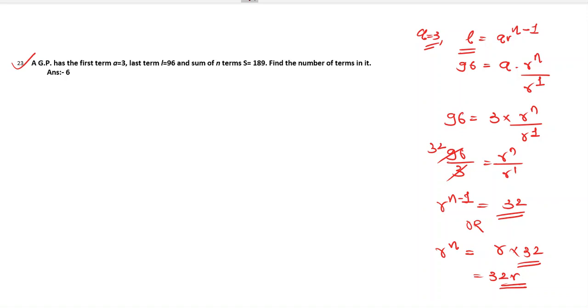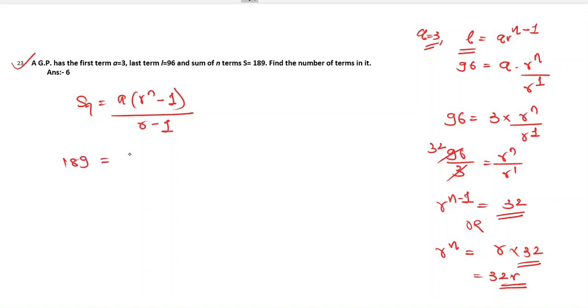Let's try now with the help of sum of n terms. We don't know the common ratio, right? So we can use any formula. Sum of n terms is equal to a bracket r raised to n minus 1 upon r minus 1, right? So this is the formula for sum of n terms. Now what is sum of n terms here?